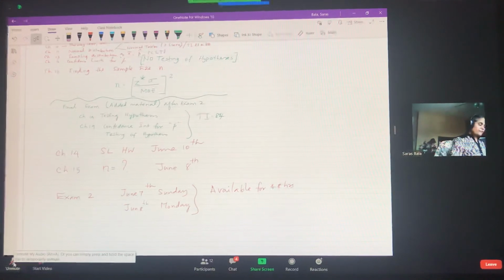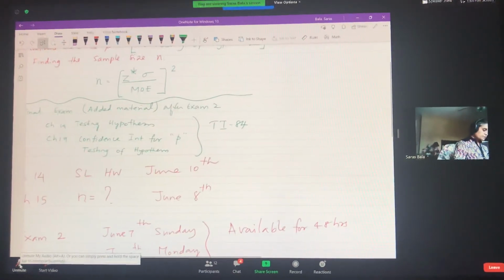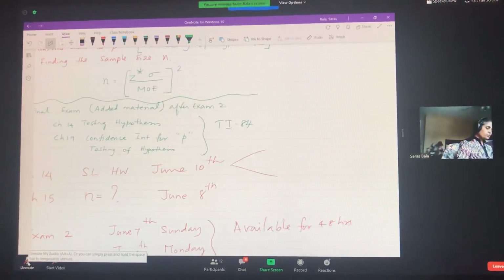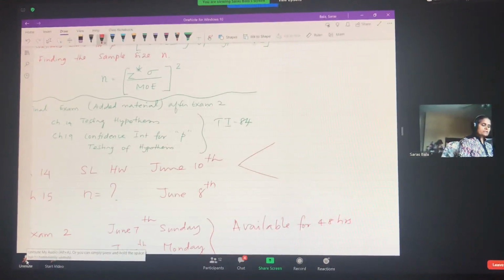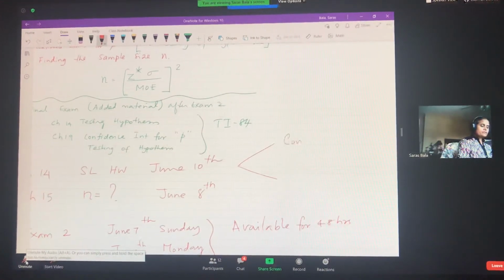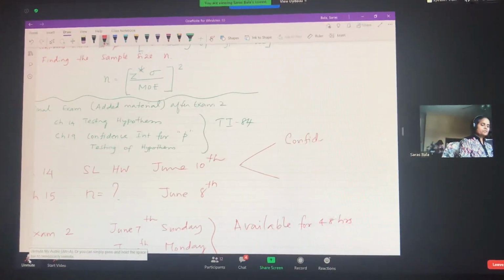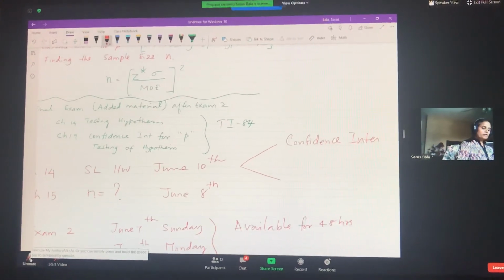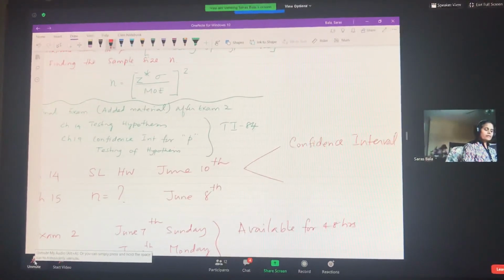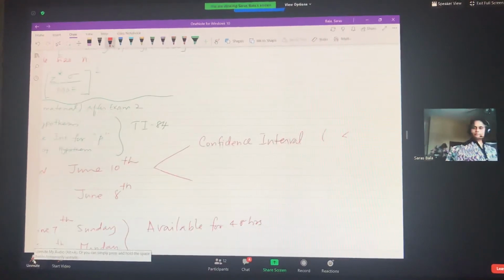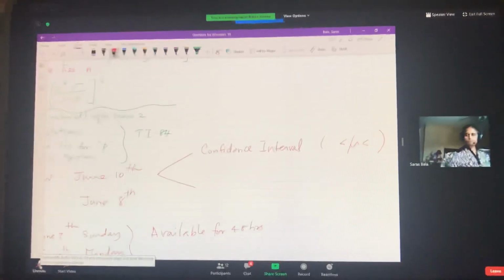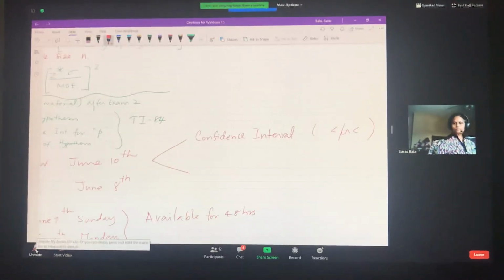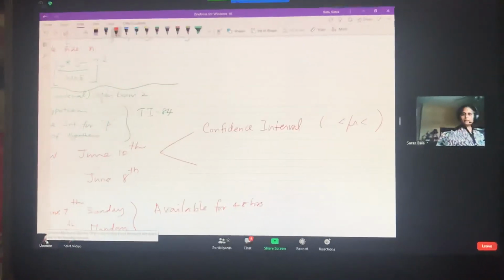So Chapter 14 will have two components. One is the confidence interval. So wherever you see the confidence interval, you just get the feel of getting the lower boundary and the upper boundary for me. Okay? This can be done because we already finished it.